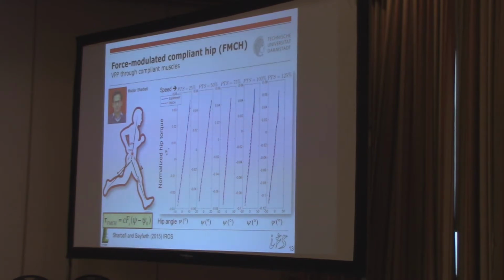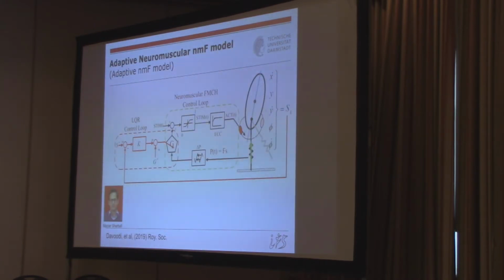And now we took another step and replaced the springs with a human muscle model. If first you ignore the red part, if you look at the black part, you see something like the reflex model in Hartmut's reflex model, and in that model, the reflex from the same muscle is used as a feedback signal. Here we use the ground reaction force to tune the activation of the muscle, and we call it the neuromuscular FMCH or NMF model.